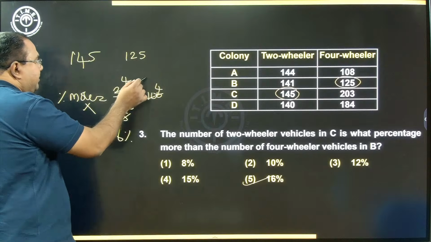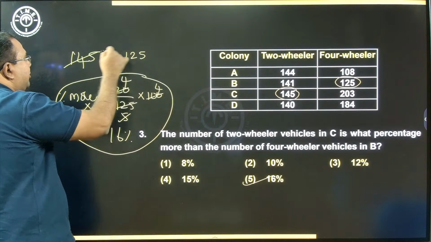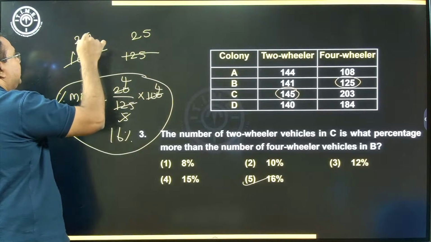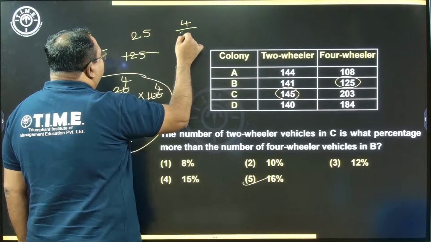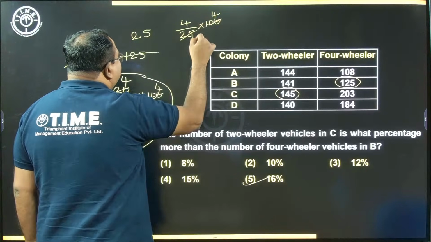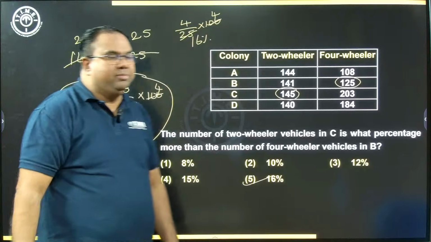I told you many times, you can do like this, there's nothing wrong. But if there is any common factor, you cancel out that common factor. 5 is a common factor, 25, 5 29s. So 29, 25 is what percentage more? Difference 4 by smaller value 25. Straight away I'll get 16%. I can avoid all this simplification. If I remove common factor, I can directly say 16%.